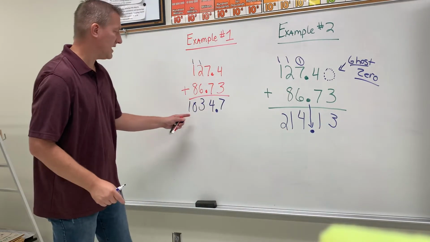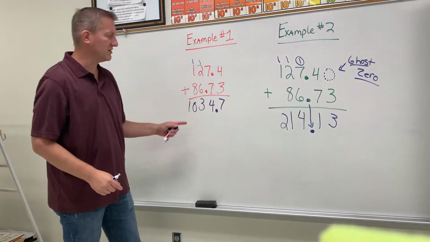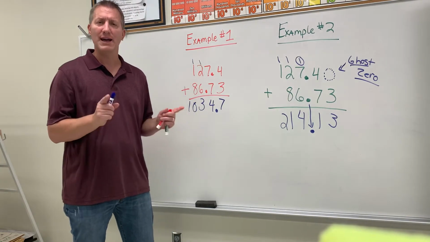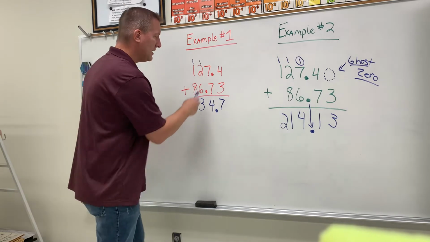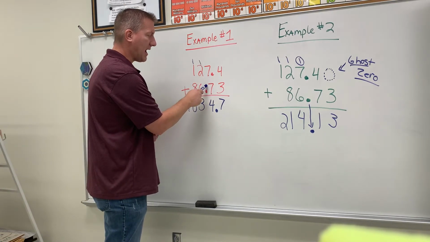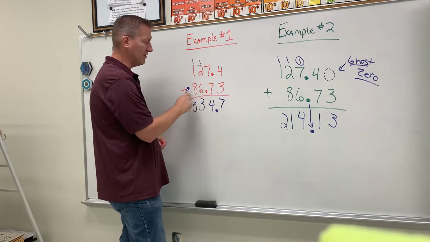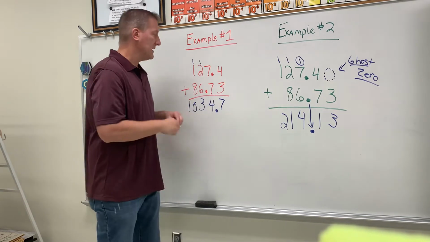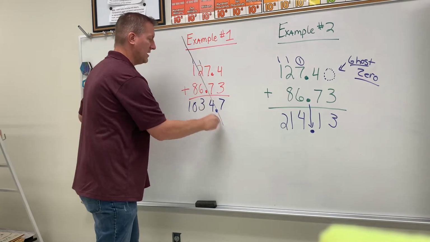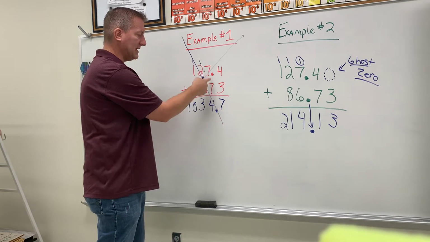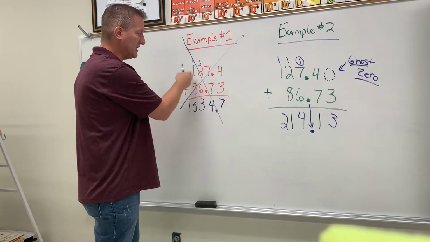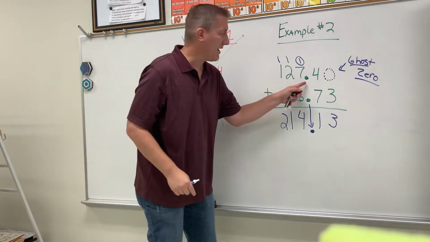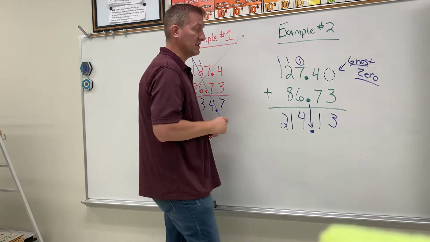Now, notice I have two different answers on the same problem. Okay, the reason why is because, look at here. I didn't line up my place values. I just put the numbers in there and I started adding. This is not the way to do it because I didn't line up my place values. I just started adding columns. Okay, you have to line up your place values.